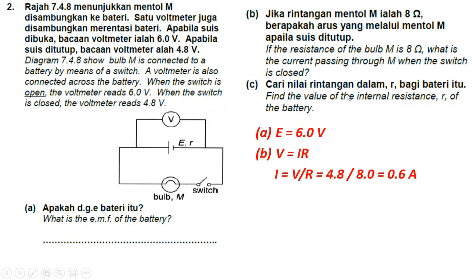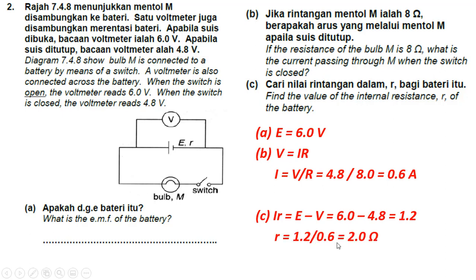Then, what is the internal resistance? We use the formula E equals V plus Ir. So Ir equals E minus V, 6 minus 4.8, we get 1.2. So r equals 1.2 divided by 0.6, so we get 2 ohm.